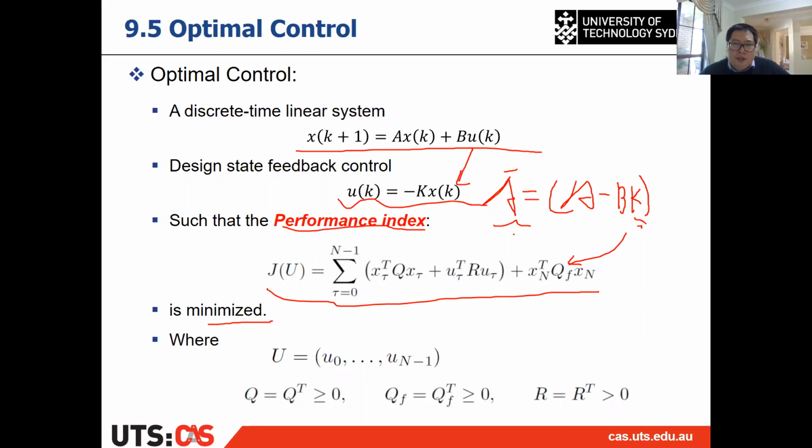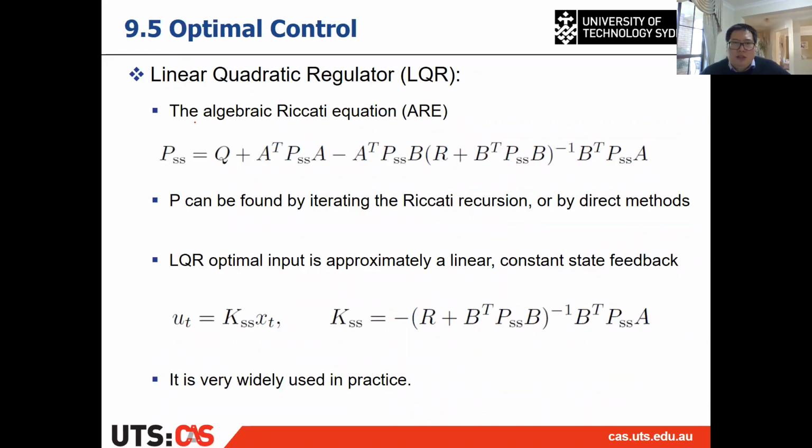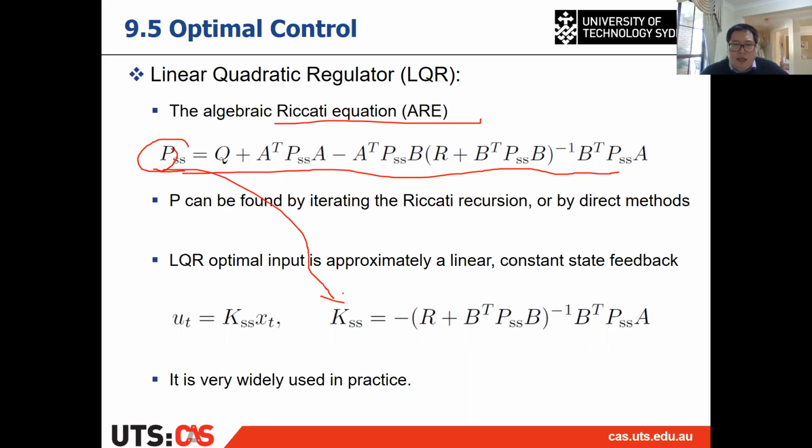And then how to solve it: we can solve for a P matrix from the Riccati equation. From the Riccati equation, we can solve for P. And from P, we can calculate K. And from K, we can calculate u. Right, so that is how to solve the optimal control.